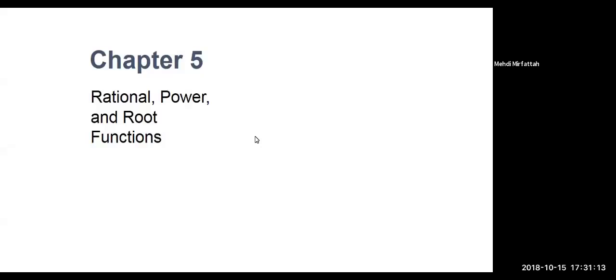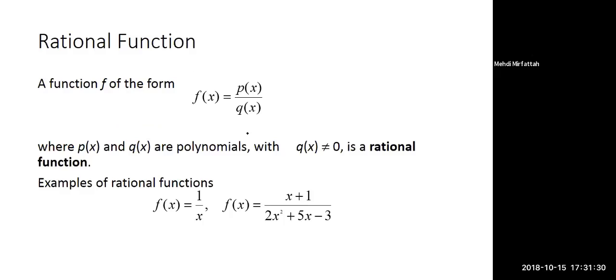All right, we're going to take a look at rational power and root functions. A rational function is a function f of the form f of x equals p of x over q of x, where p of x and q of x are polynomials and q of x cannot be equal to 0. You cannot have q of x equal to 0, that becomes undefined. An example of a rational function is basically a number or polynomial over a polynomial.